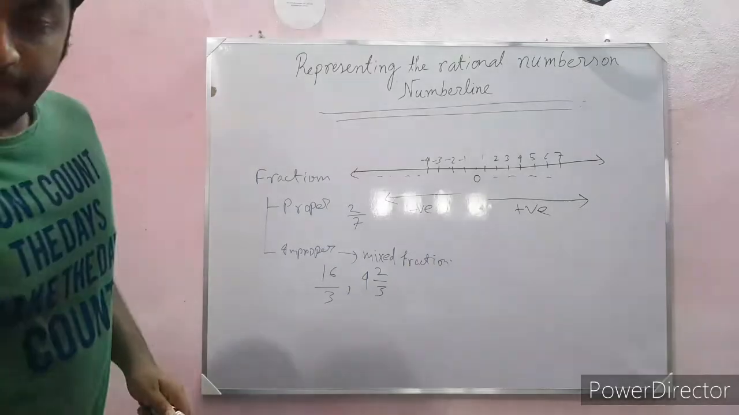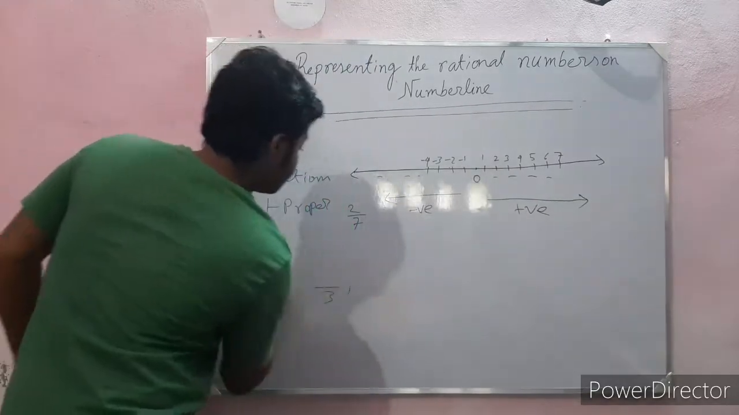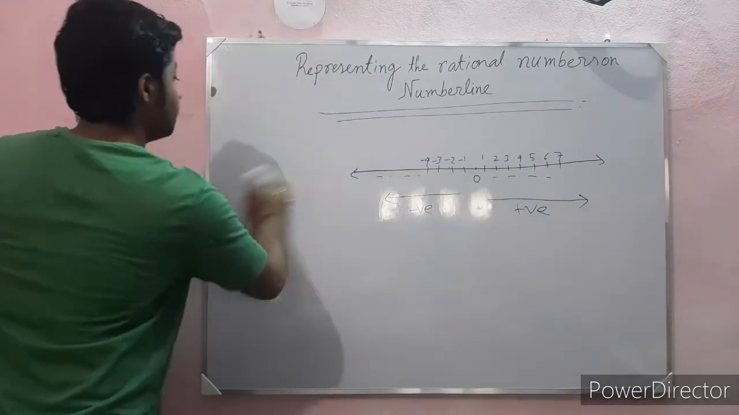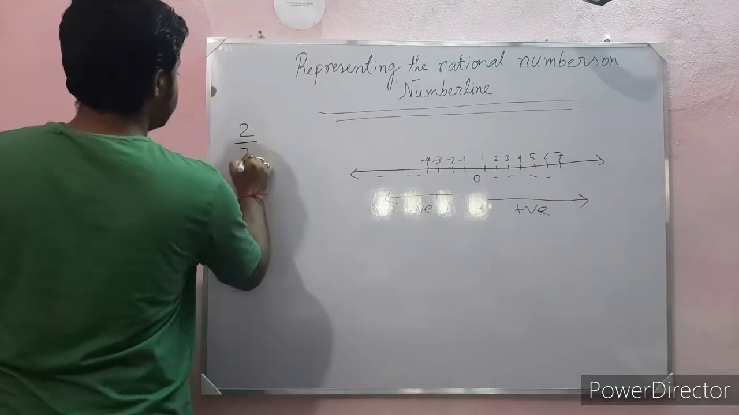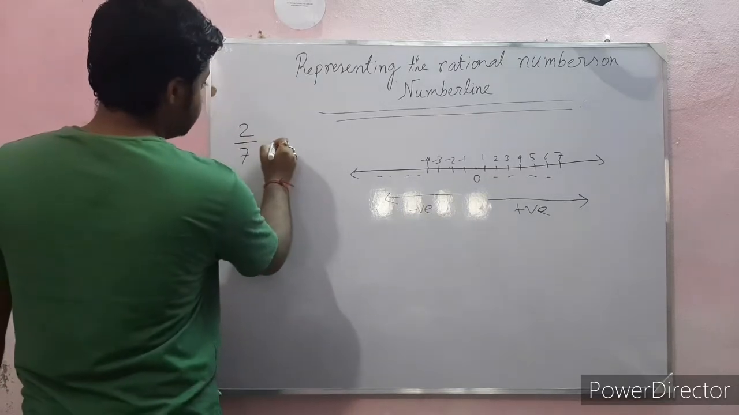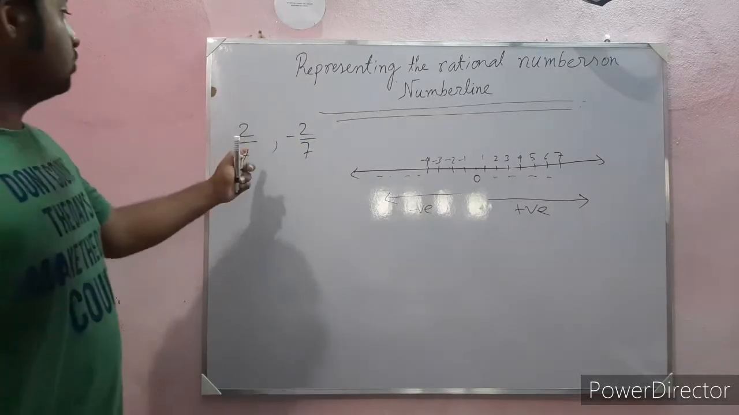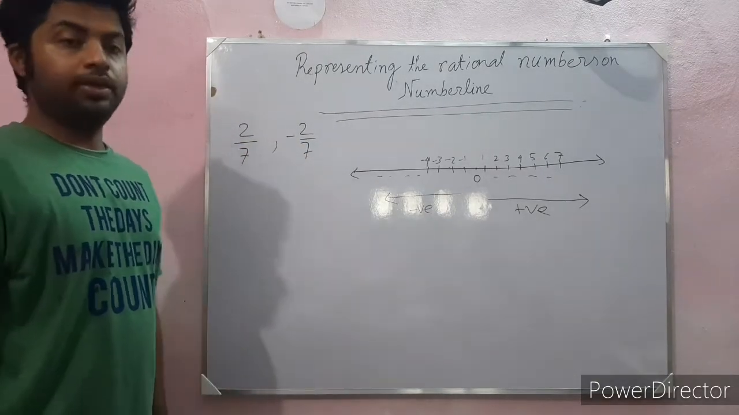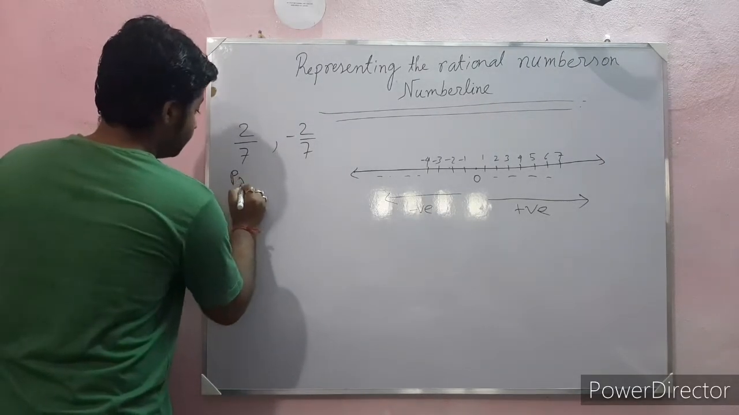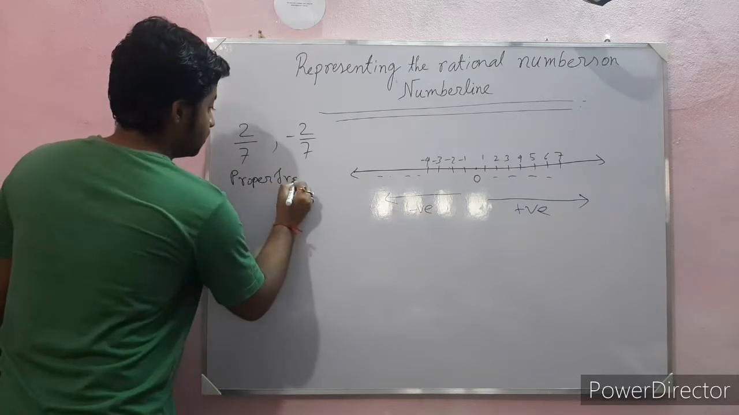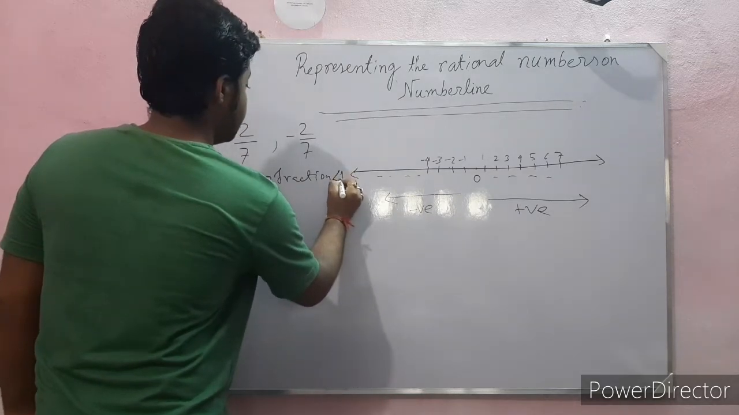Okay, I have taken the proper fraction as 2/7, right? And the negative of this fraction is -2/7. We will see how to represent 2/7 and -2/7 on the number line. And I have already said that the value of a proper fraction is always less than 1, or unit length.